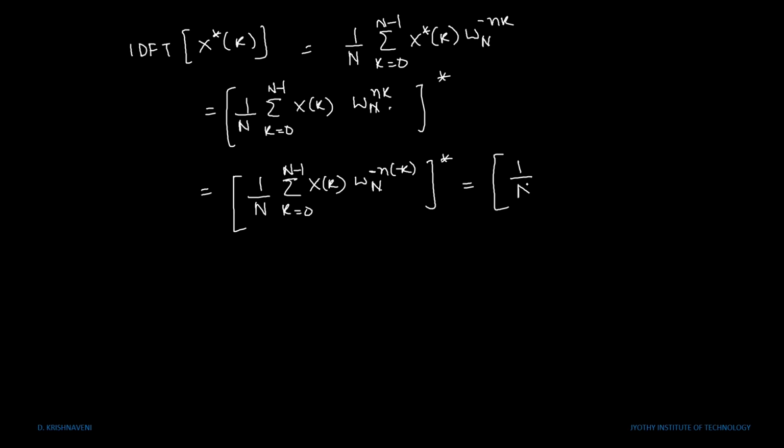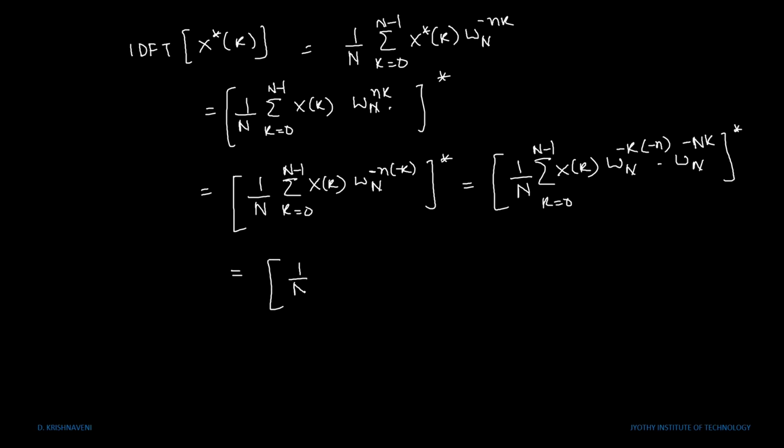Now 1 by N summation k equal to 0 to N minus 1 of x of k W_N to the power of minus k into minus n, into W_N to the power of... I need N minus n. So here, if I have to have N here, it means I should multiply with minus Nk, and W_N to the power of minus Nk is equal to 1. So 1 by N summation k equal to 0 to N minus 1 of x of k W_N to the power of, I'll take minus k common, I'll get N minus n. Now 1 by N summation of x of k W_N to the power of minus kn we'll get x of n. Instead of n, here N minus n is there.